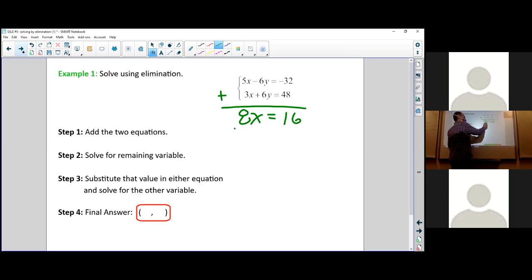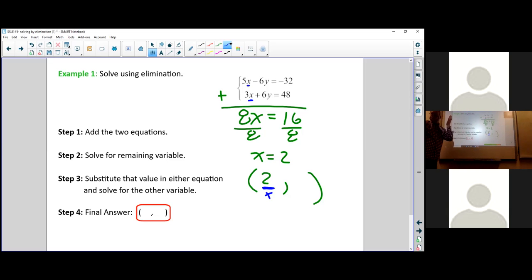And then divide by 8, divide by 8. So x is equal to 2. There's my first answer. So I'm going to take this x value and I'm going to plug it in either here or here. I don't know which one's simpler. They're both going to give me the same answer. So maybe I'll choose the bottom one. So I'm going to get 3 parentheses plus 6y equals 48. This was x, but I know that x is 2 now. I'm going to plug that in.